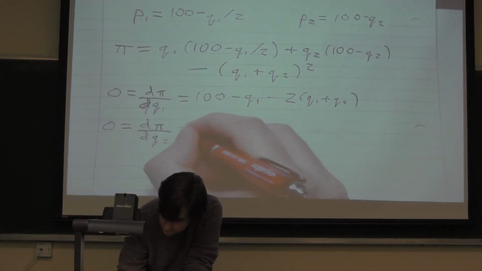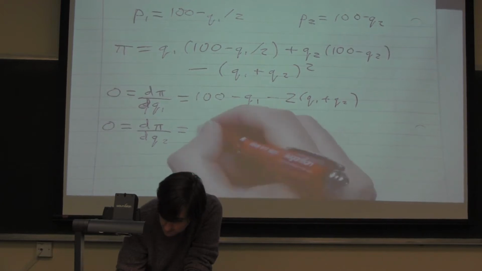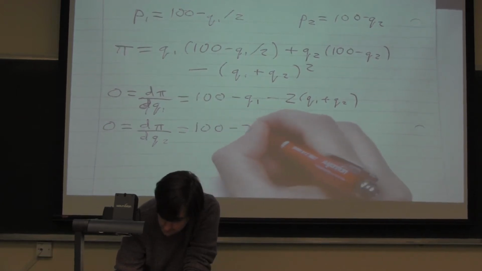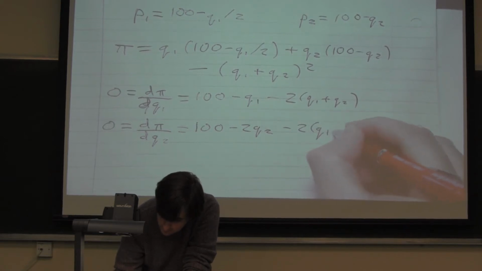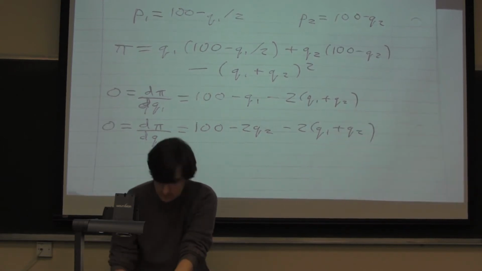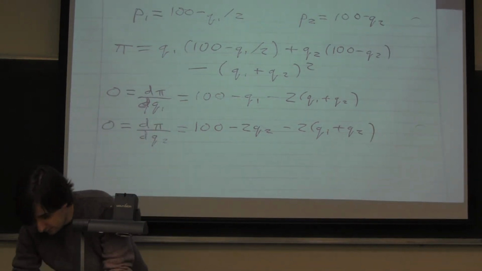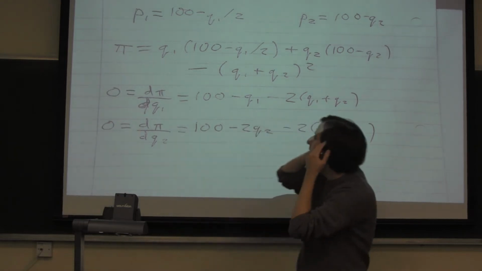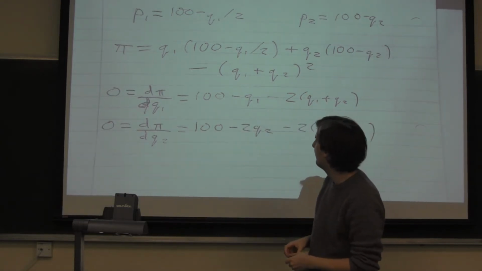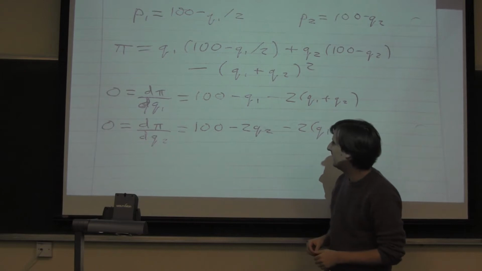We have a similar one for the second market. So now it's going to be 100 minus 2 Q2 minus 2 times Q1 plus Q2. What might we do next?